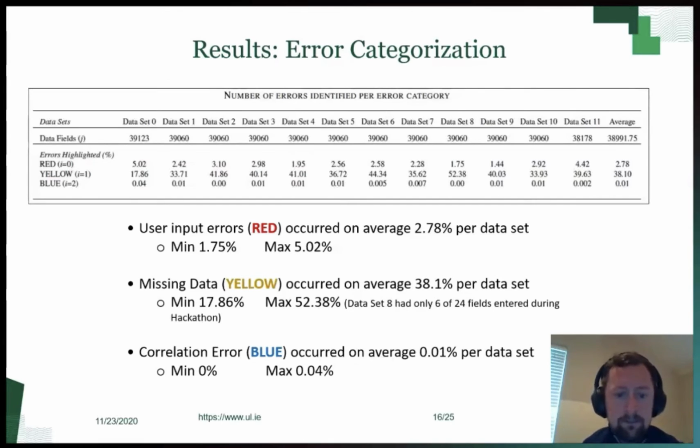Missing data, yellow, occurred on average 38.1% per data set. This is a relatively high value, although it should be noted that the expansion from 24 to 63 fields left a lot of fields empty that would be deemed important in the future, so this is the reason for such a high value. And correlation errors, blue, occurred on average 0.01% per data set. So very, very rare, and would be easily rectified. We even had some with 0%.